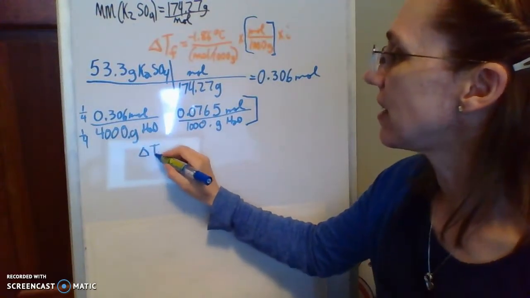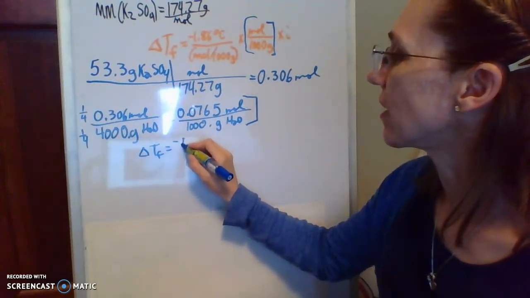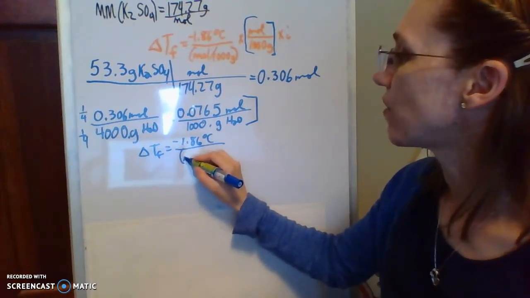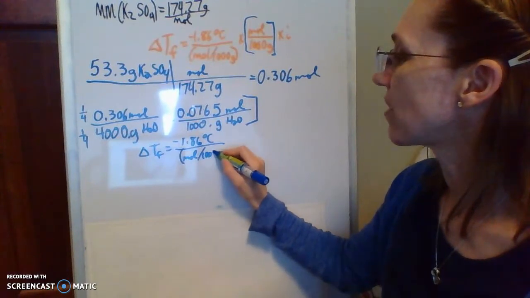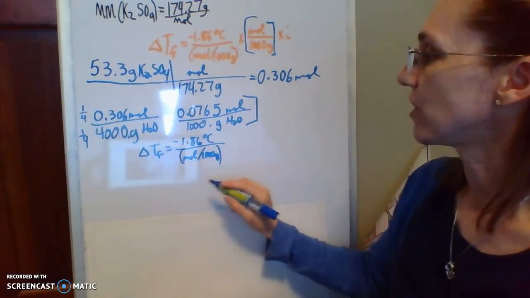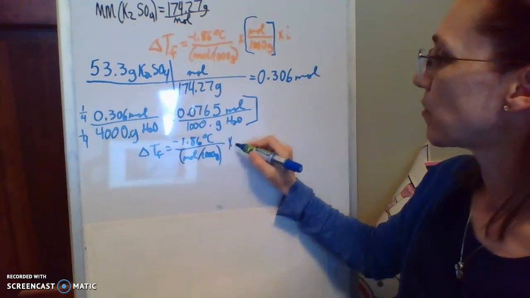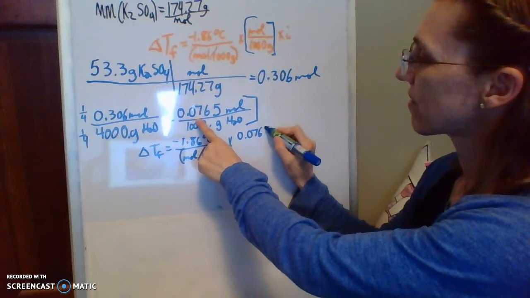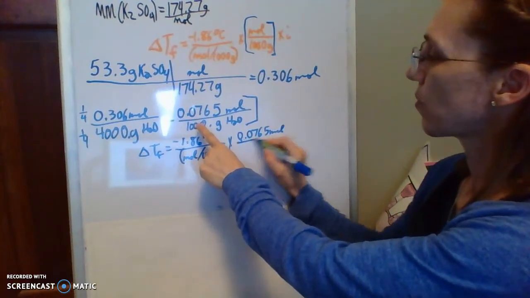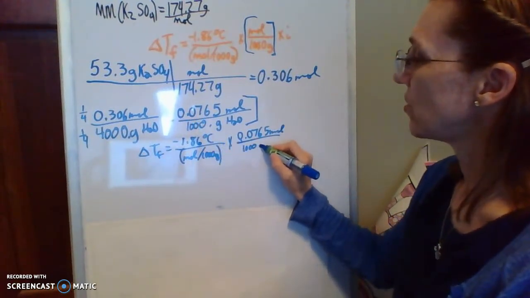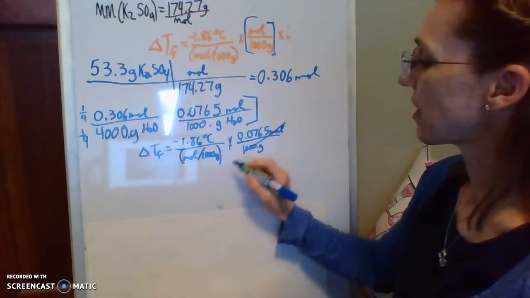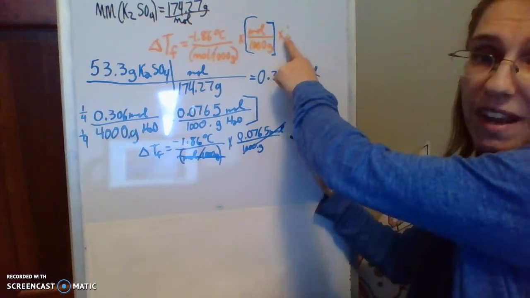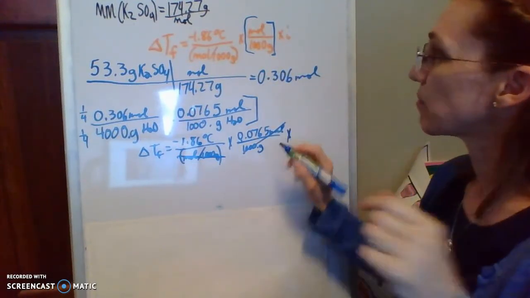Our delta T of the freezing point equals our negative 1.86 degrees Celsius per, remember these are just units, moles per 1,000 g. We're not actually going to divide by 1,000. We're going to multiply by the number we got here, 0.0765 moles per 1,000 g. The moles per 1,000 g here cancels out the moles per 1,000 g there. Don't forget we have to multiply it by i.